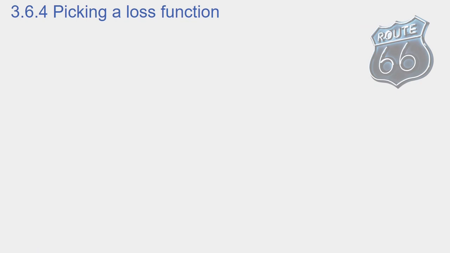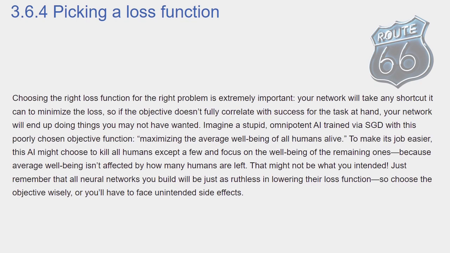Section 3.6.4. Picking a loss function. Choosing the right loss function for the right problem is extremely important. Your network will take any shortcut it can to minimize the loss. So if the objective doesn't fully correlate with success for the task at hand, your network will end up doing things you may not have wanted.